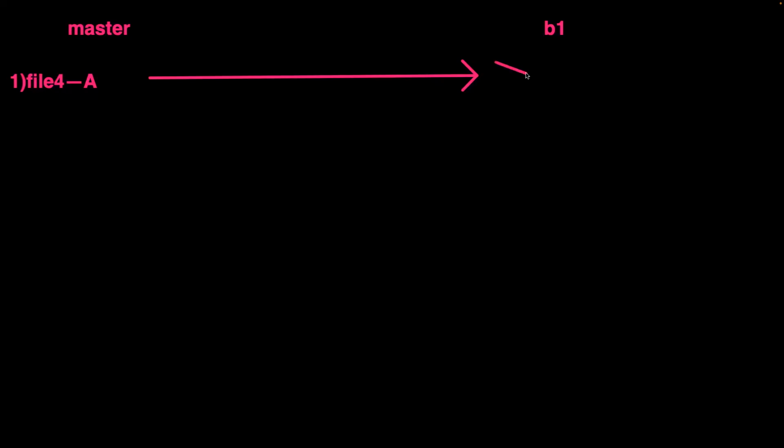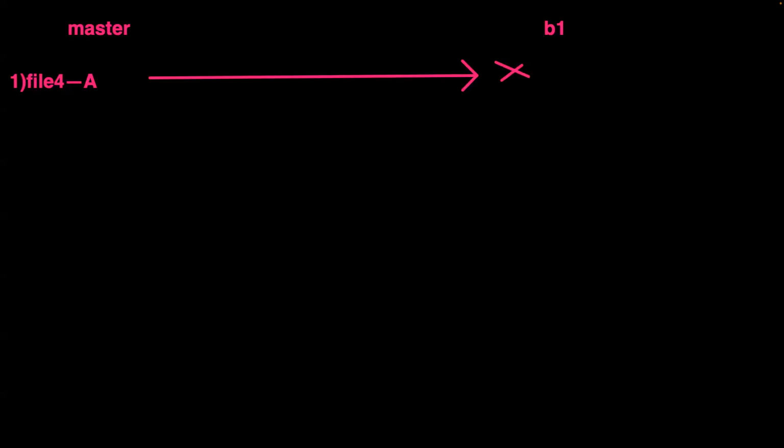This is the master branch we have, right? And the B1 branch. And what we did is on the master branch, I have created a file called file4, right? And there is some commit called commit A on this branch. That's what happened. We created a file and there's a commit. And this commit is not available on the other branch B1, right?